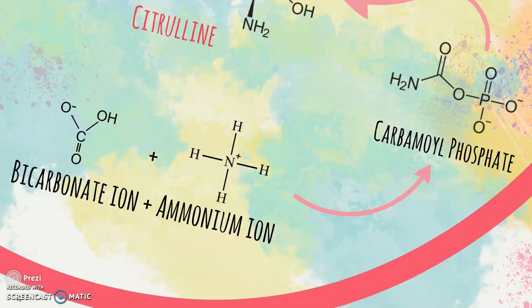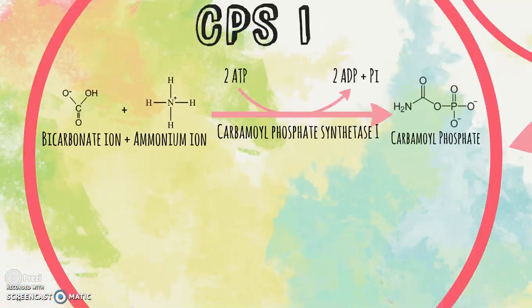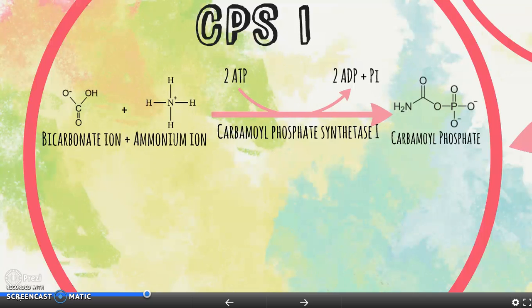Carbonyl phosphate synthetase 1 is the enzyme that takes the ammonia, bicarbonate, and 2 molecules of ATP to produce carbonyl phosphate. This enzyme activates bicarbonate by the same method used by biotin-containing enzymes. In fact, carbonyl phosphate synthetase is homologous to the biotin family of enzymes.